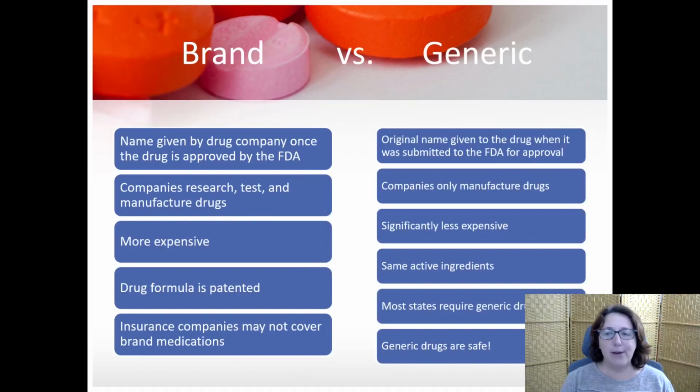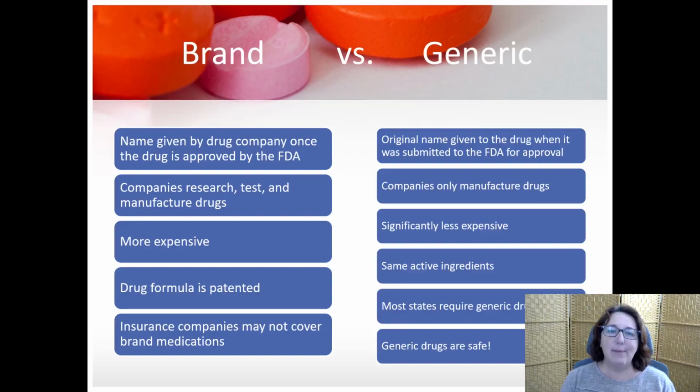Learning outcome number 3 is to differentiate between generic and brand name drugs. So, brand name drugs get their name once the drug has been approved by the FDA. The drug company gets to name the drug. Companies that research, test, and manufacture drugs make the brand name drug. They're more expensive. The drug formula is patented for a certain number of years after it's been approved, which means that no other company can make the medication, which is what makes it more expensive. And insurance companies may not cover brand medication.